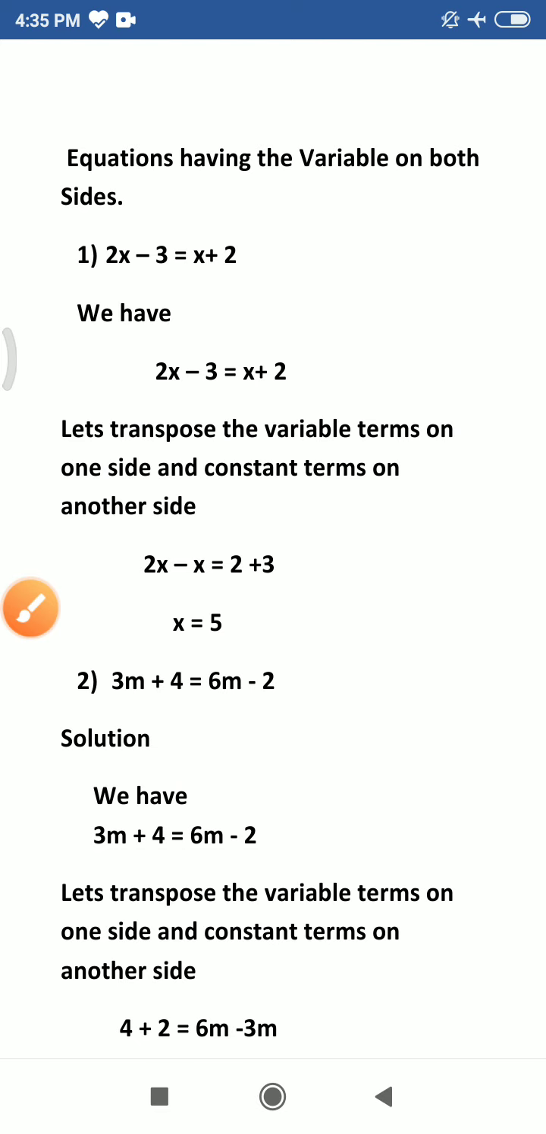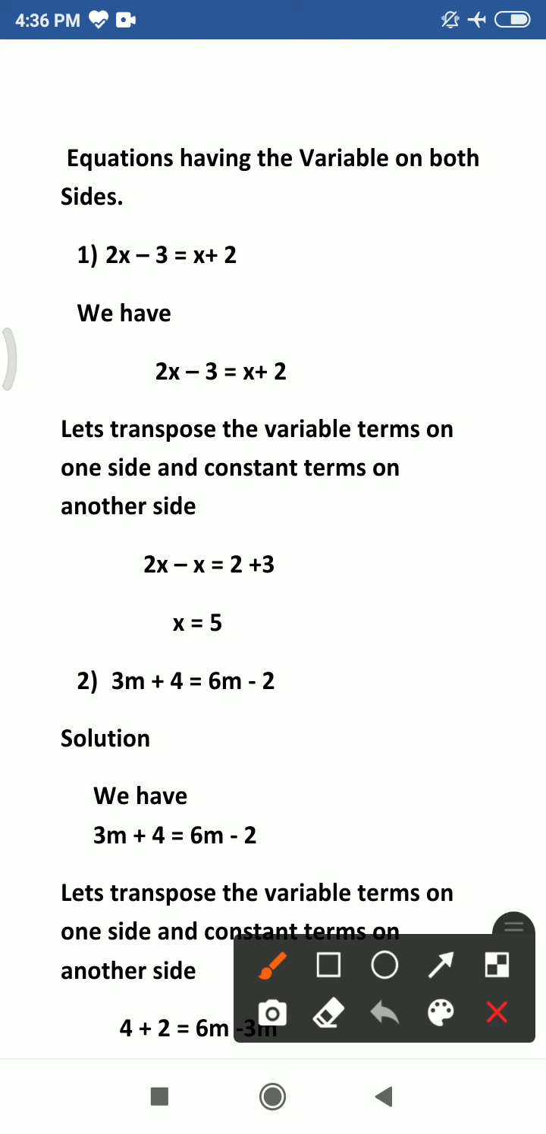Let's come to the next example. The second example is 3m plus 4 equal to 6m minus 2. The same thing we have to do here. The equation is given as 3m plus 4 is equal to 6m minus 2.